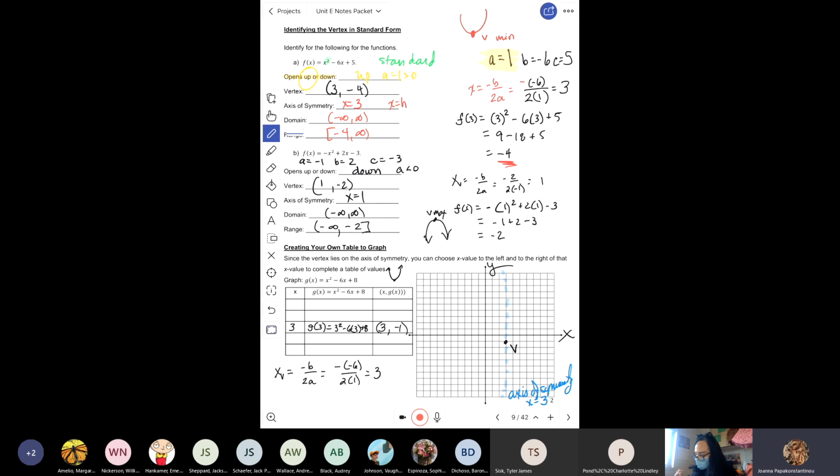Now, I want to pick values greater and less than. So maybe let's go ahead and choose 2. Shall we choose 2? If I substitute in 2 for x, what am I going to get? When x is 2, y is?